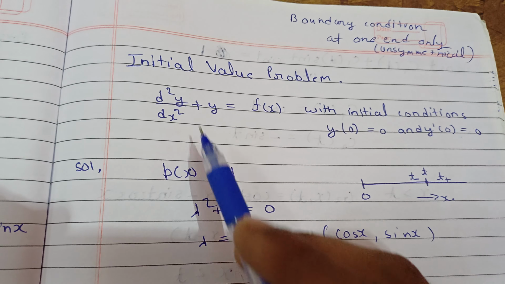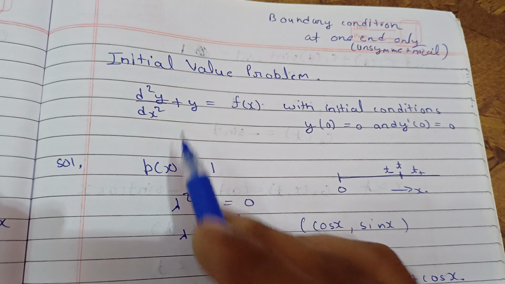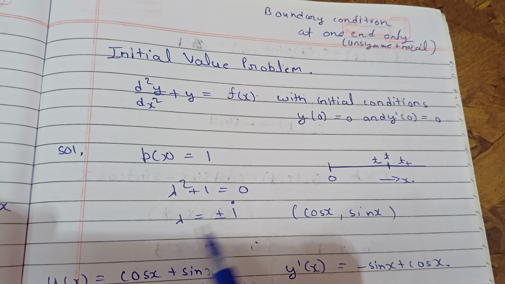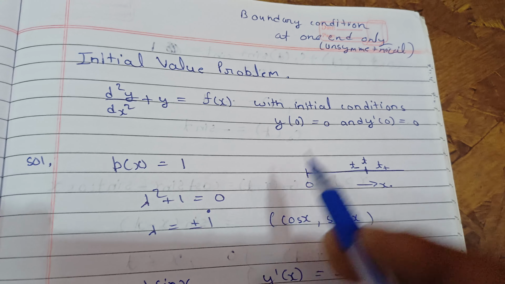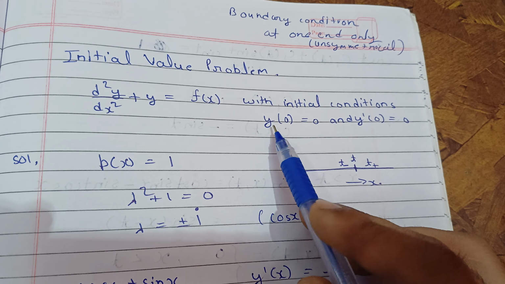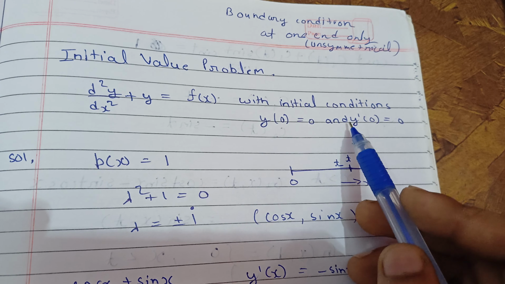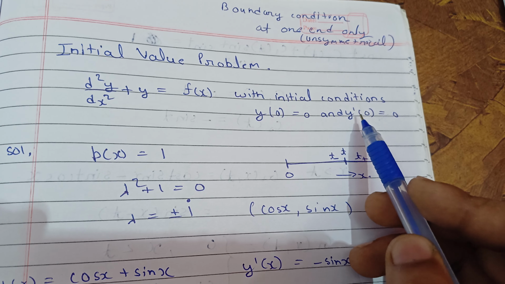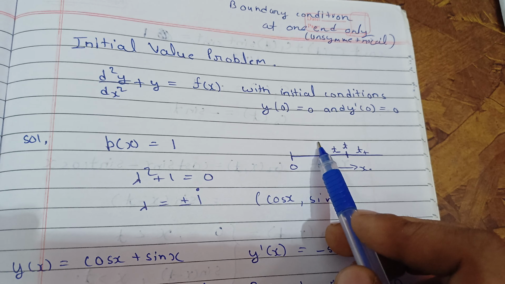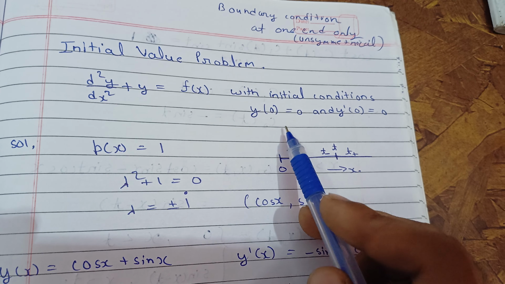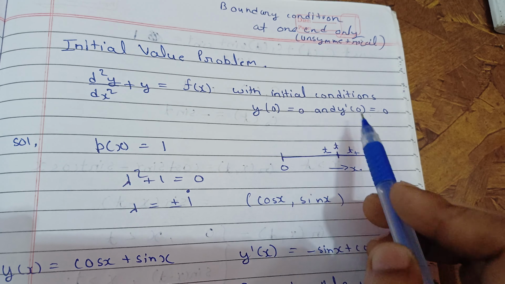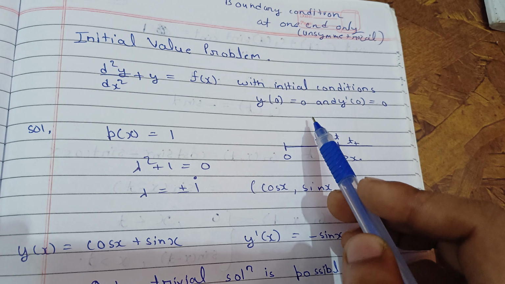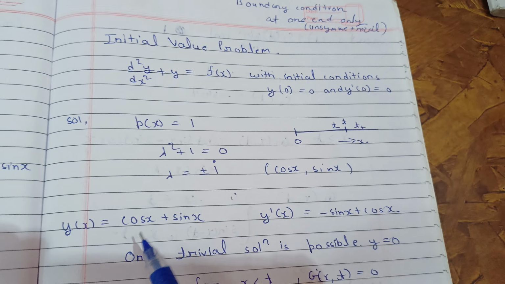Again here p(x) will be 1, and the characteristic equation will be lambda square plus 1 equal to 0, so lambda will be plus minus iota. The solution must be of cos and sine kind. But according to the condition, the function must be 0 and the derivative must also give you 0 at the same value. That is not possible for cos and sine alone: cos gives minus sine for the derivative, and sine gives cos, so these conditions won't be satisfied at 0. The sum of cos and sine also will not satisfy this condition.